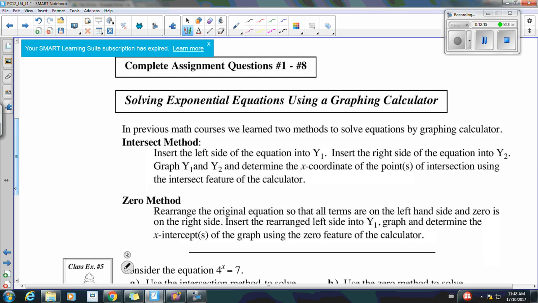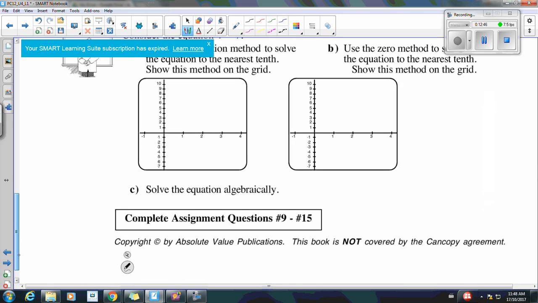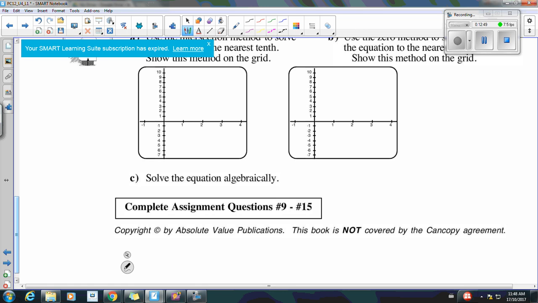Just like any other equation, you can also use your graphing calculator to help you, and it's especially good to check your answers with that. So we always have two methods. The intersection method is to graph the left-hand side of your equation in y1 or in f1, the right-hand side of your equation f2, and find out where they cross. That's your intersection method. Or the zero method is to bring everything over to one side, have one side of the equation equal 0, and find where your x-intercepts are. If you need help solving graphically, come and talk to me, but most of you are probably pretty confident with that.